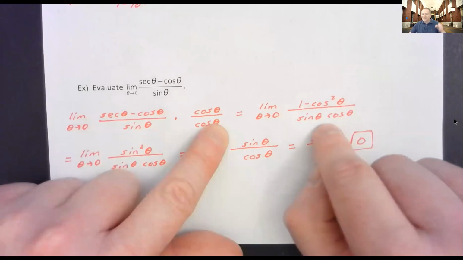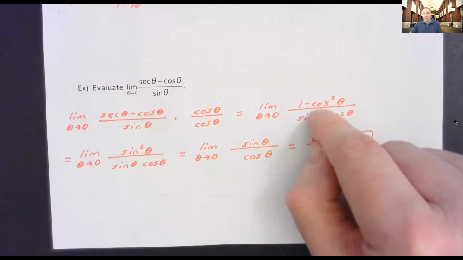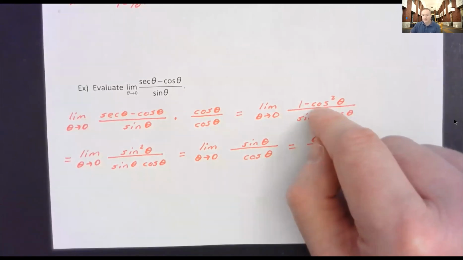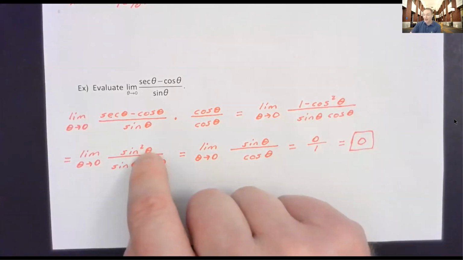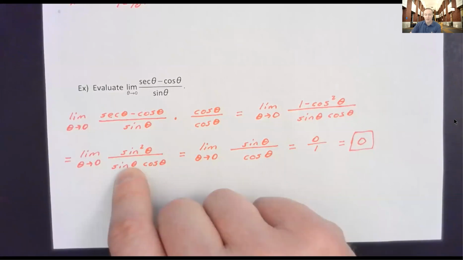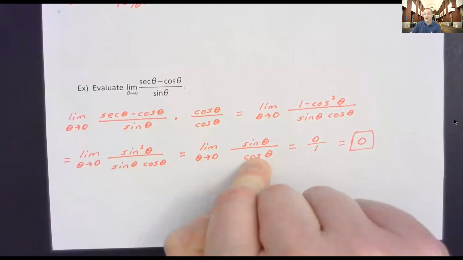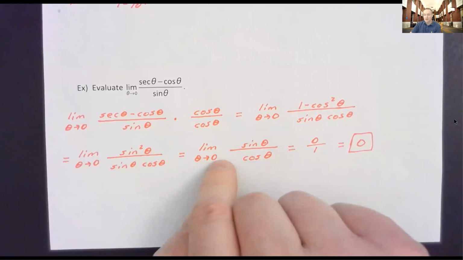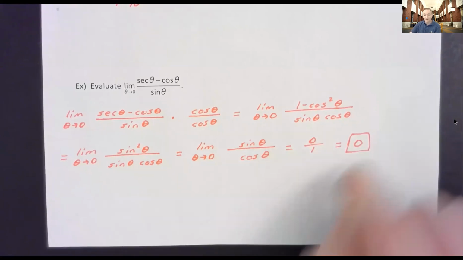But now you should be thinking, fantastic, that's one of your fundamental Pythagorean trigonometric identities. 1 minus cosine squared is sine squared. So now that I have that sine squared theta in the numerator, that can and should be canceled with that sine theta in the denominator. And I can say, well, this just simplifies to sine to the first over cosine. Now, if I let theta go to 0, the sine of 0 is 0, cosine of 0 is 1. Your final answer is 0.